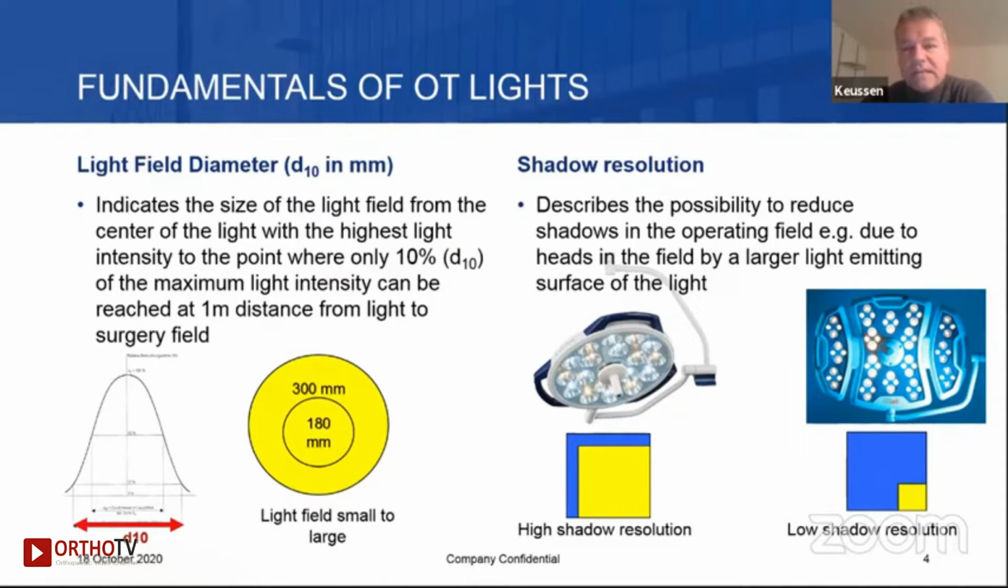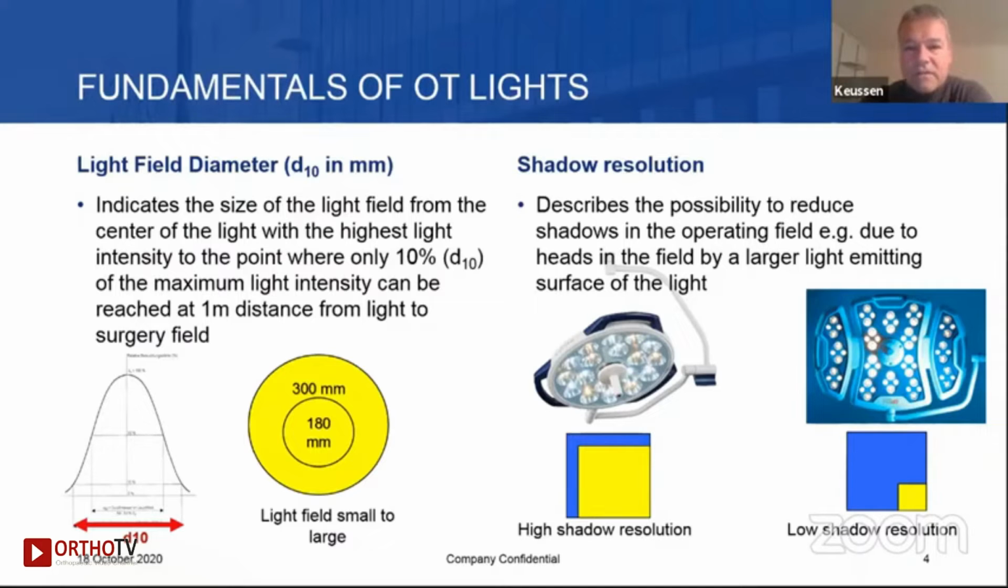Another very important thing that you definitely see while operating, especially with a larger team, is the shadow resolution. Shadow resolution describes the possibility to reduce the shadows in the operating field, for example, if there are a couple of heads in the field, surgeon, assistant, and so on, by a larger light emitting surface of the light. The shadow resolution describes the remaining light quality in the surgery field, which is important so that you can move on with your procedure without any kind of shadows.